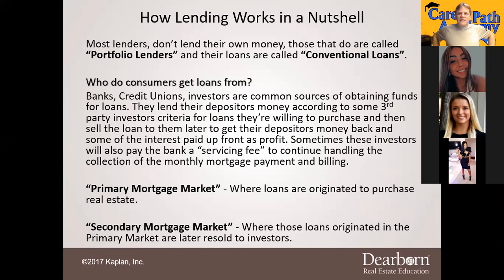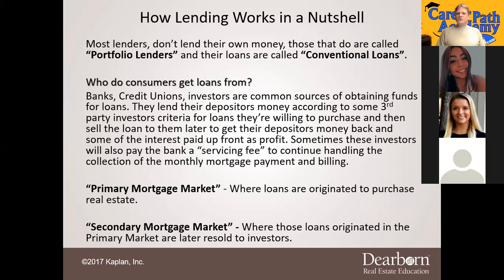So what do you call lenders that lend their own money? Loans arranged entirely between the borrower and lending institution. Portfolio lenders. Those are conventional loans, and you get them from portfolio lenders. Portfolio lenders are lenders that lend their own money, and the loans they give are called conventional.